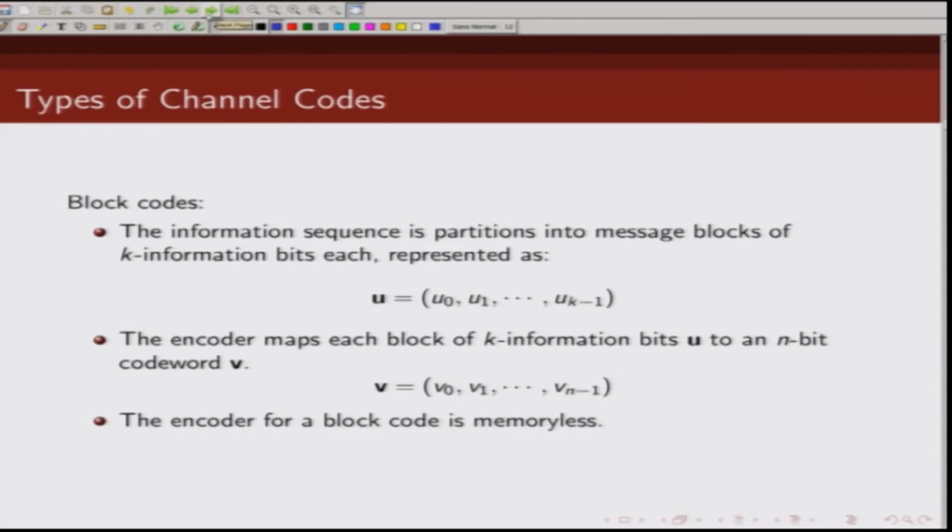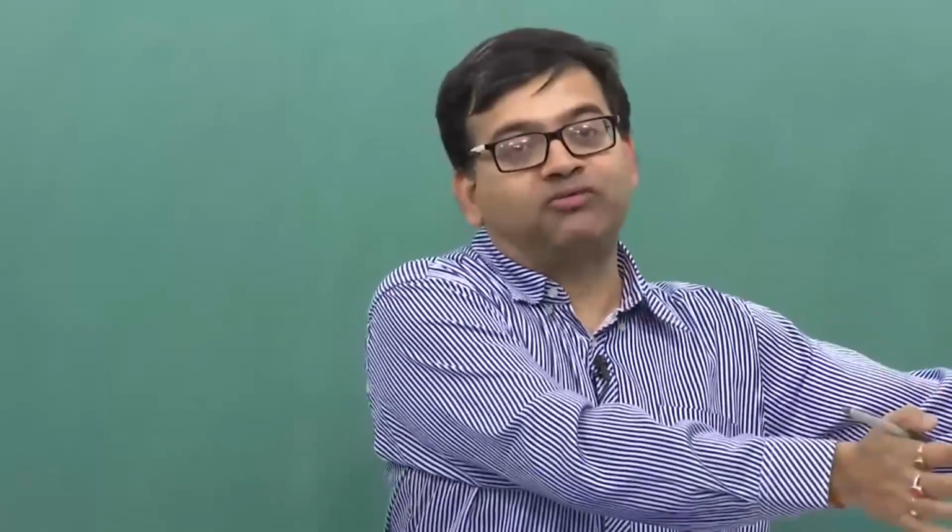Now, in block codes the encoder is memoryless. What do we mean by that? When we encode a block of k bits, our output depends only on that current block of k bits. It does not depend on the previous blocks of data. The output only depends on the current k bits. That is one property of block codes which makes it different from convolutional codes.